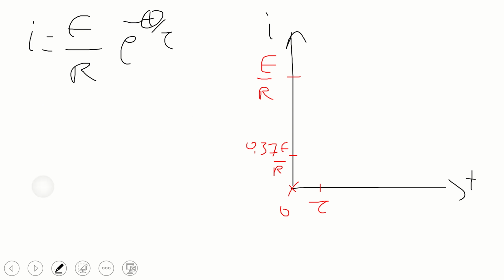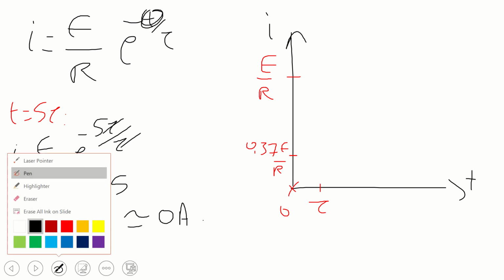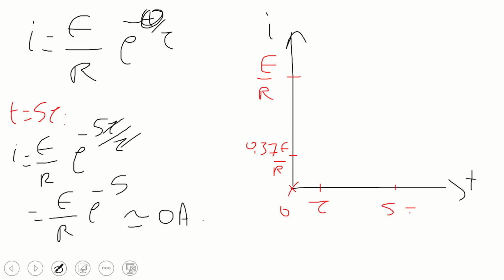Now, at T equals 5 tau, I equals E over R exponential, where we substitute the time by 5 tau over tau. Tau and tau are simplified. So it equals E over R exponential minus 5. Exponential minus 5 is approximately 0. So after 5 tau, the current is approximately 0.